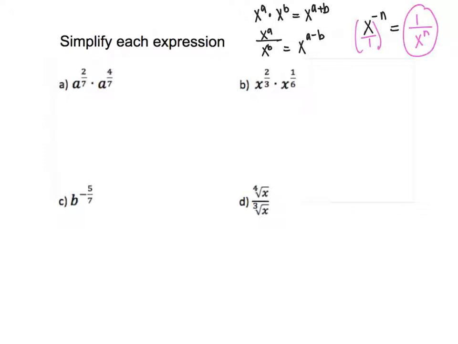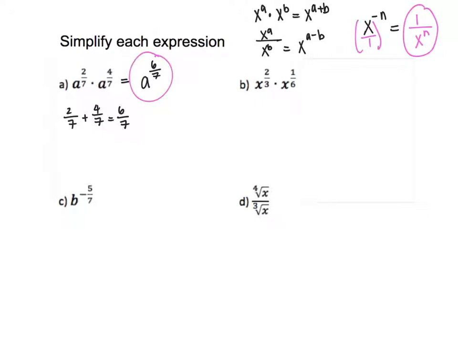So let's try some of these problems out. The first one here is multiplying a with another a, so the bases are the same. That means I get to add the exponents here. So let's do this to the side here. 2 over 7 plus 4 over 7, well, they have common denominators, both 7. So I get to add the numerators. 2 plus 4 gives me 6, and do not add the denominators, they stay the same. So in this case, my answer is going to be a to the 6 over 7 power. And that is my answer.